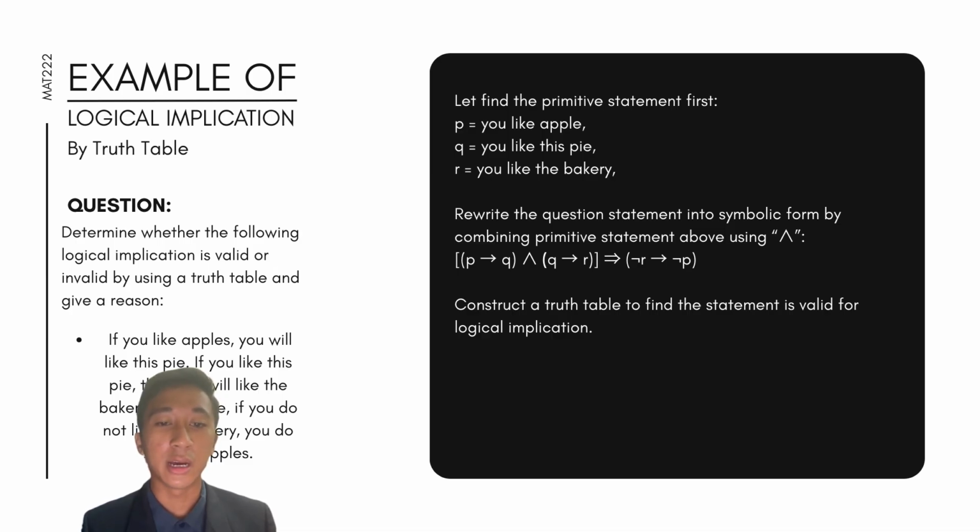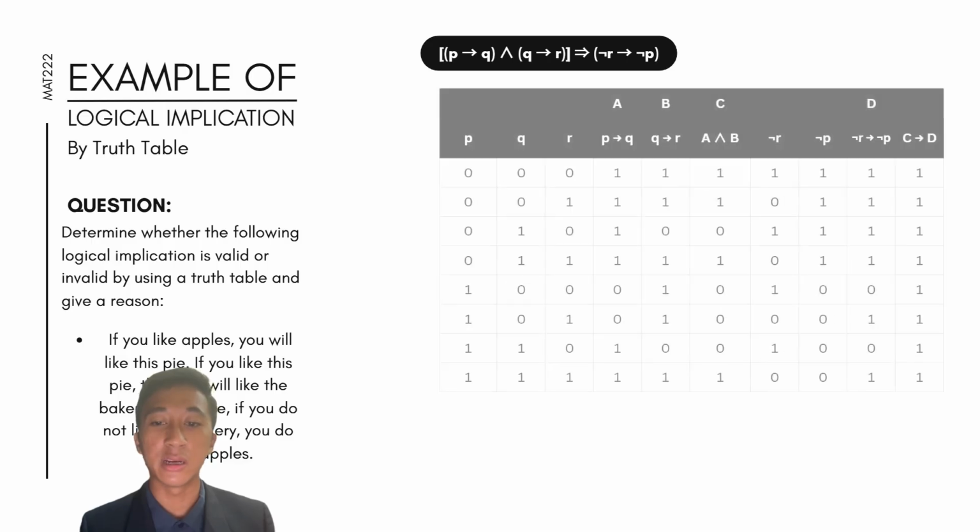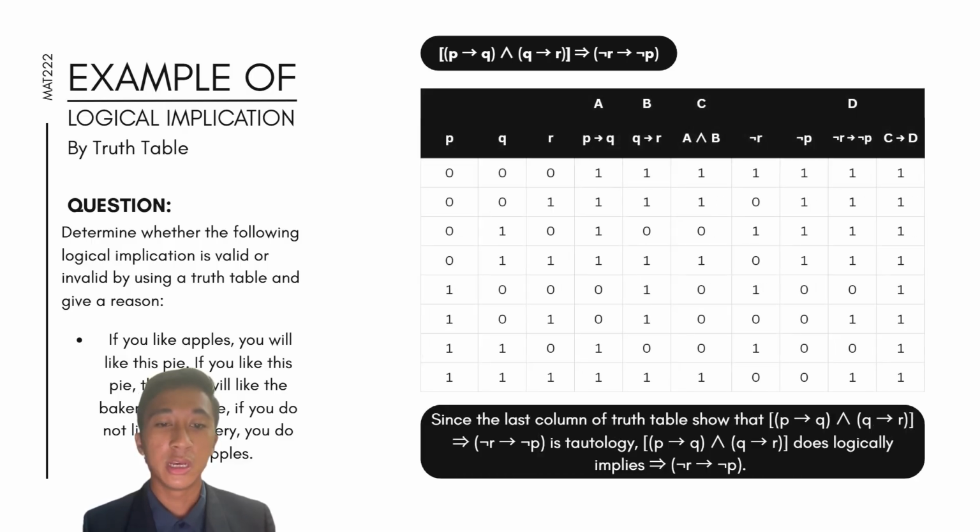Next, we rewrite the argument in symbolic form. We join our premises using the AND symbol and indicate the conclusion with an arrow. This gives us the formula. The final step is to construct another truth table for this new formula. If the final column is entirely true, then the argument is valid. This process shows us how truth tables act as a powerful tool to verify the consistency and validity of our reasoning, whether in math or daily conversation.